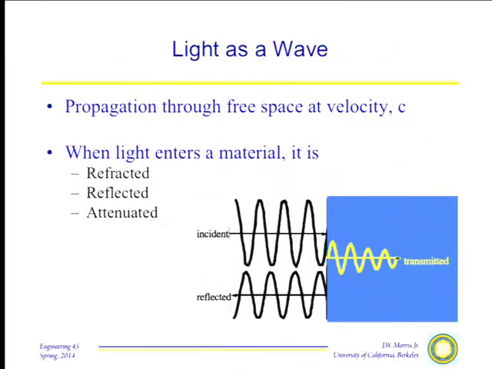Light is a wave. The first thing to recognize is that it propagates through space at the speed of light, at velocity c. But we become interested in it when it enters a material. So let's imagine an incident beam of light, a wave, coming in from free space and contacting some material. When it contacts a material, 3 things happen.